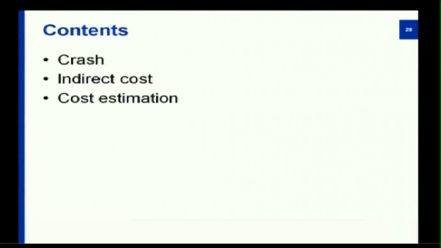In this series of lectures, we have been looking at software engineering, and for this session I will be discussing software project management, which is the continuation of what we have seen earlier. So, in this particular session we will be looking at what crash would mean, a term called indirect cost, and how to estimate the total cost for a given project.